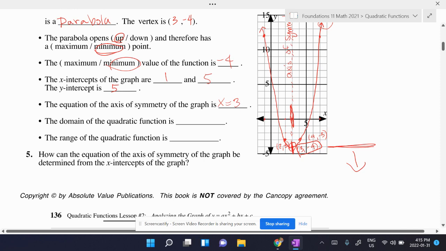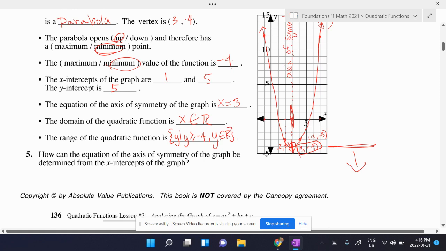The domain, x can be all real numbers. There's nothing x cannot be. So x is all real numbers. The range, well, y cannot be below this line. So I got to do those lovely brackets. Y such that y is greater than or equal to negative 4. And it is also all real numbers.